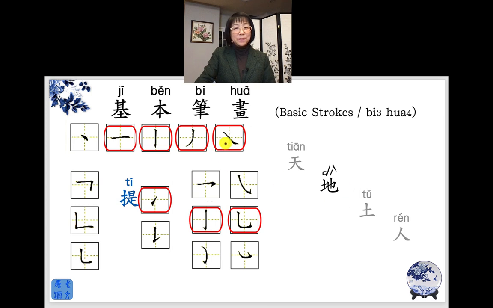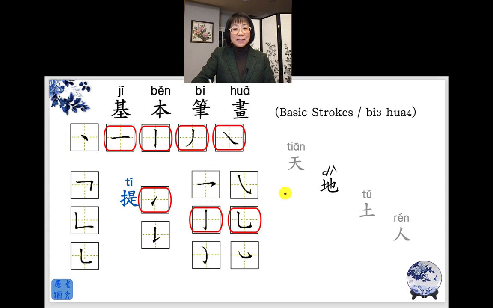Character di. The left is a left radical, tu, as I just showed you. So we start with a heng, and then a shu. As a radical, this third stroke is a ti, second tone. And for the right part, it starts with a heng, zhe, gou. And then followed by a shu, and ended with a shu, gou.